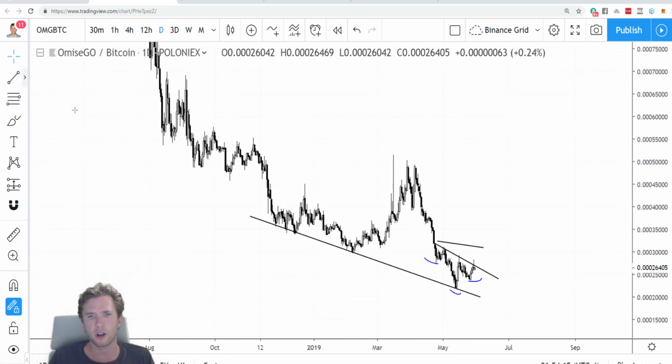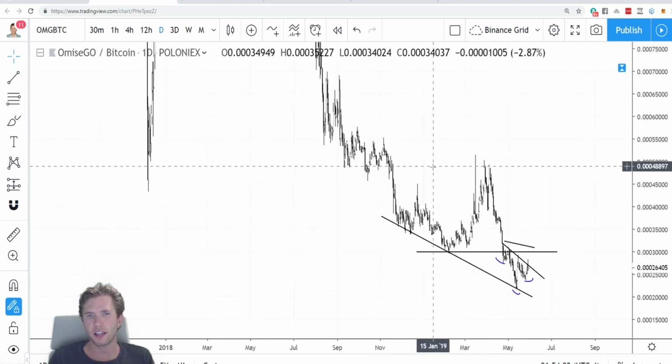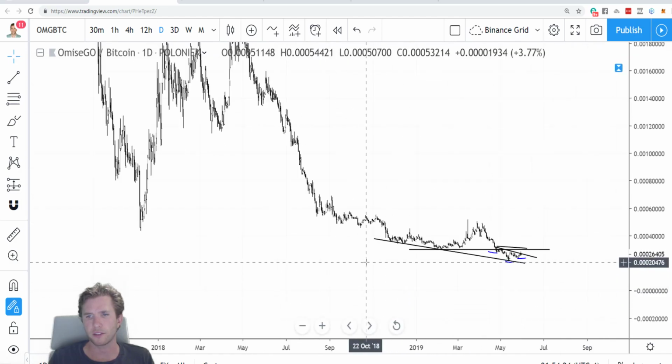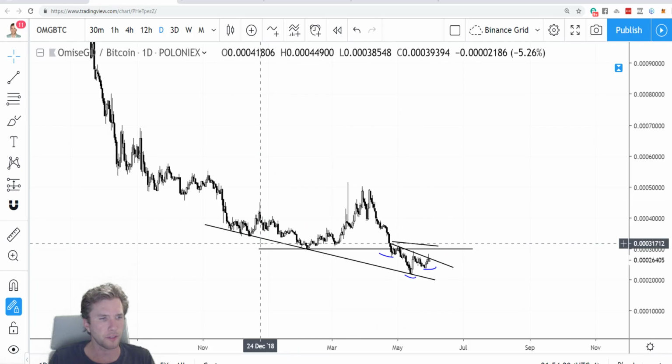Got a pretty strong resistance here. So I don't know. It's got a lot of work to do to get back to any sort of a bullish structure. Still in a massive downtrend. Nothing about this really speaking to me.